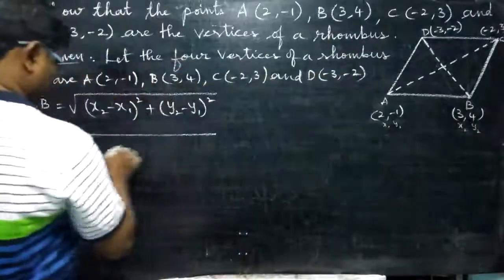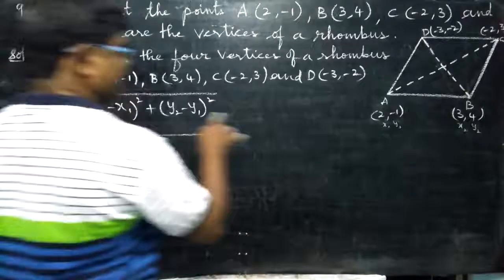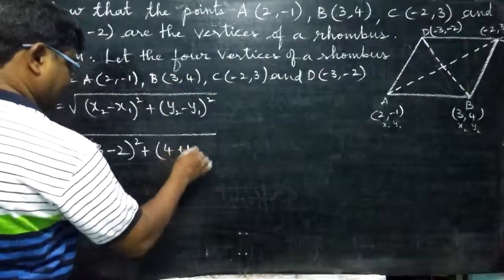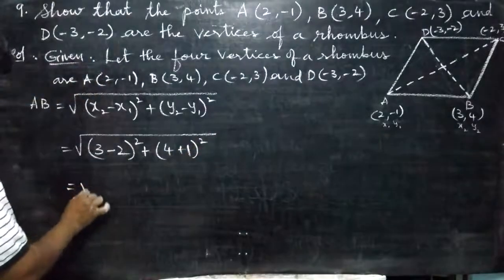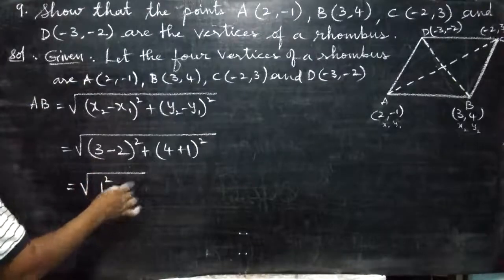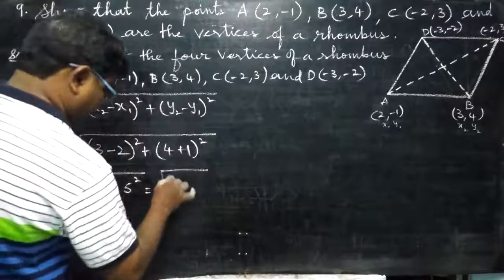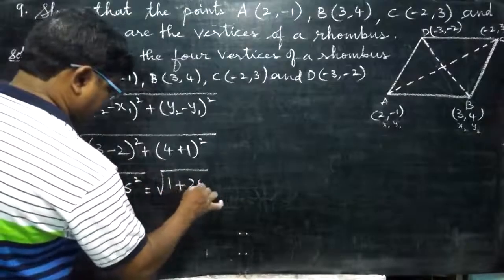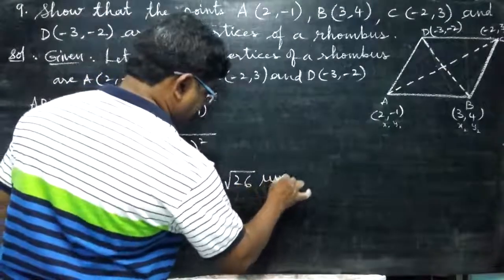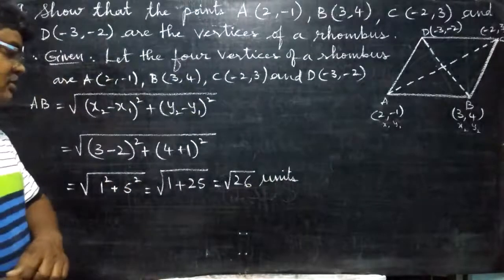3 minus 2, 3 minus 2 whole square plus 4 plus 1, minus into minus, so 4 plus 1 whole square. Square root of 3 minus 2 is 1 square plus 4 plus 1 is 5 square. That is equal to square root of 1 ones are 1, 5 5s are 25. 1 plus 25 is 26. So root 26 units. We can't change. 2 into 13 only will come. 2 will not come outside, 13 also will not come outside.